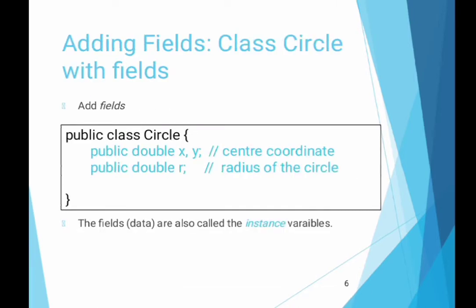Adding fields in the class Circle. As we have earlier declared a class by using the keyword class Circle, now we have to declare some variables in the class Circle. How can we declare them? See this syntax: public class Circle, bracket opened, public double x, y, public double r. This means x and y are variables of data type double, which are publicly declared. Why do we declare them publicly? Because these variables can be accessed outside the class. The field data are also called instance variables.